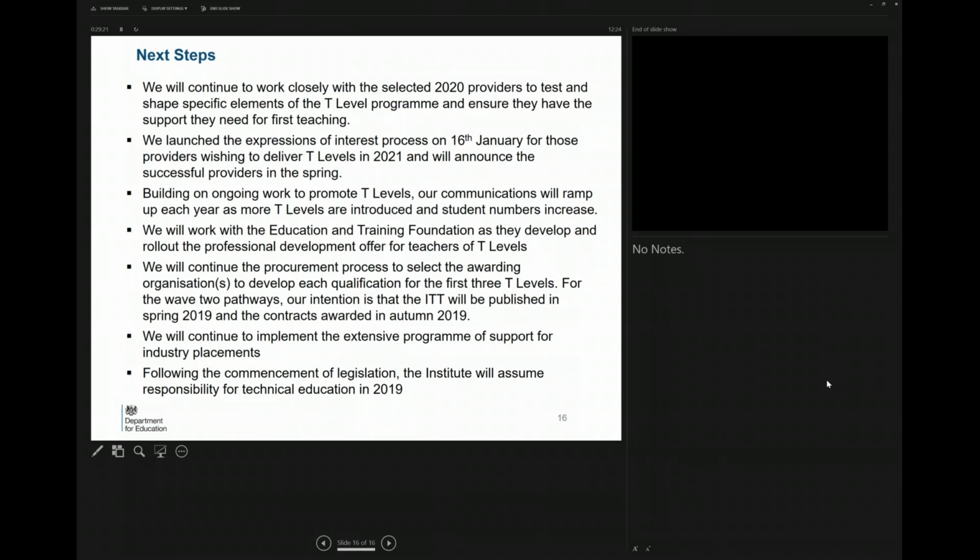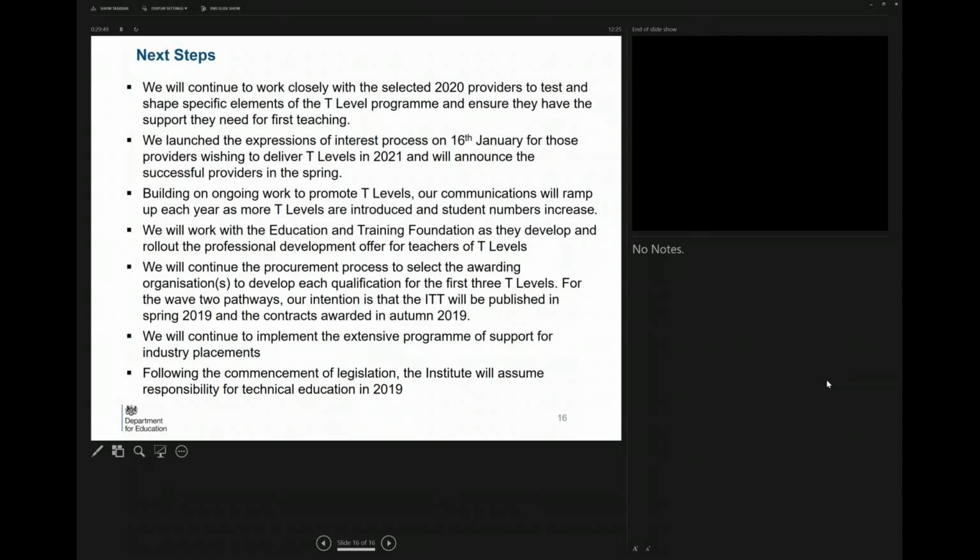Hello again. We've had one question. Will there be any flexibility in maths and English exit requirements for those with SEN? Yes, there will be, and we announced the detail of that in our action plan. So I can't remember the exact details of the flexibilities, but it aligns with the flexibilities that are available for SEN students on apprenticeships.